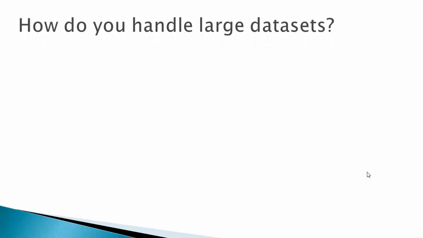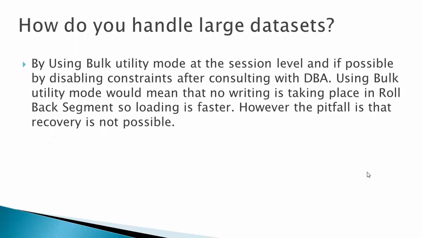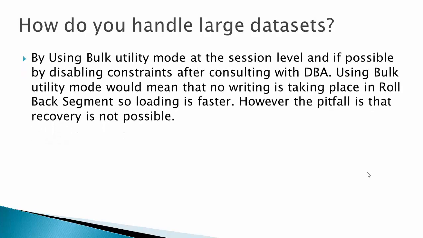How do you handle a large data set? This is a kind of tricky question that might be asked. So the answer would be, by using bulk utility mode at the session level, and if possible by disabling the constraints, after definitely consulting with the DBA. Using the bulk utility mode means we are not writing to the rollback segment, so all the data will be in the memory, so the loading is faster. However, the pitfall of this solution is that recovery is not possible. So in order to handle large data, we can use the bulk utility mode and we can disable the constraints.